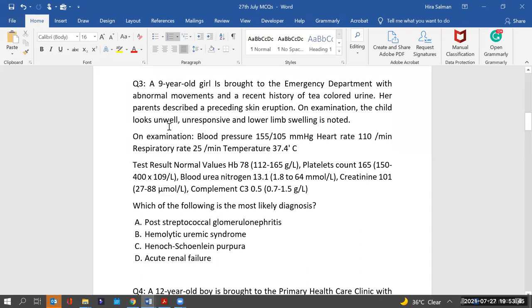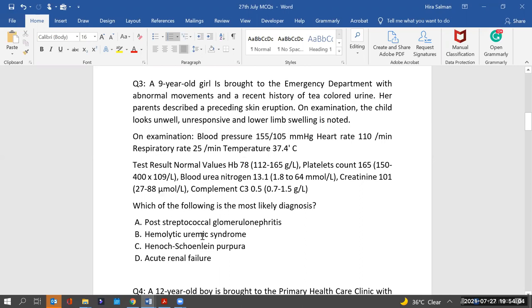But as this child is having too much blood pressure, there are chances, if there is more damage to the glomerular basement membrane, that you may find a high creatinine level also. So complement levels are low. Once the complement levels are low, based on the presentation plus low complement levels, this will help you in making a diagnosis of post-streptococcal glomerulonephritis.